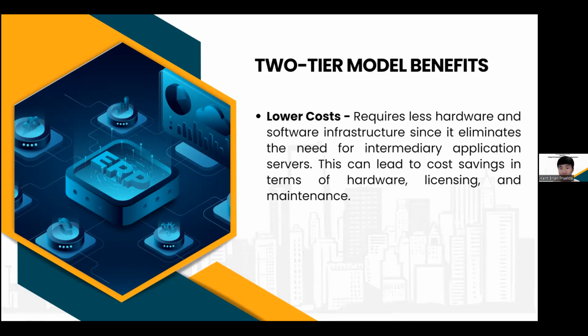So we have here lower cost. The two-tier model often requires less hardware and software infrastructure since it eliminates the need for intermediary application servers. This can lead to cost savings in terms of hardware, licensing, and maintenance.